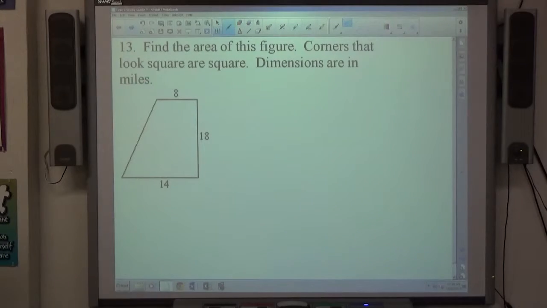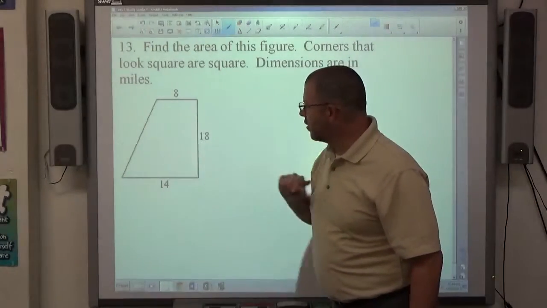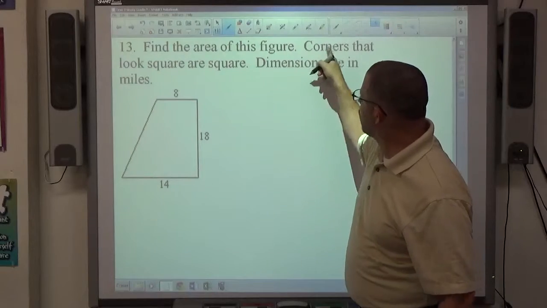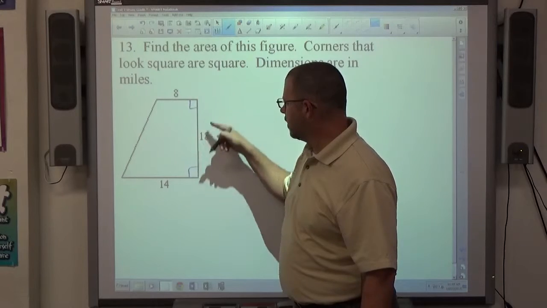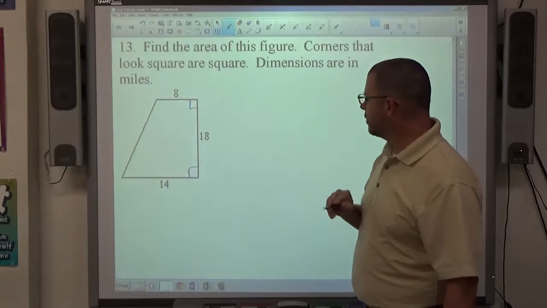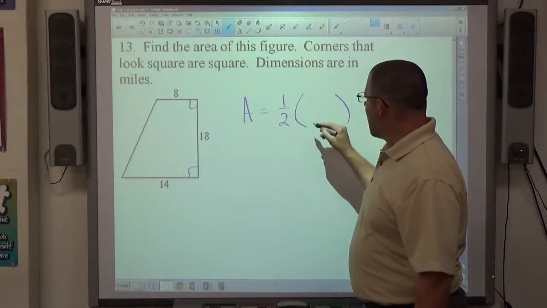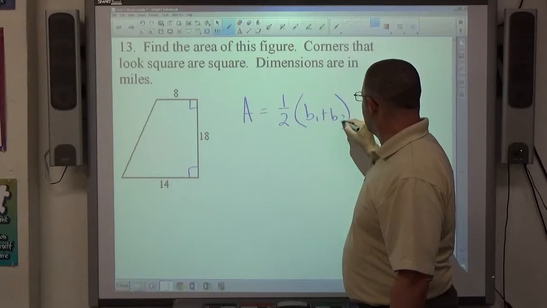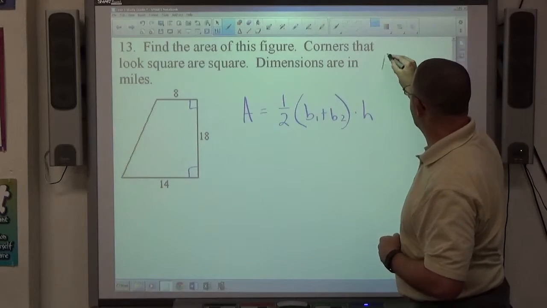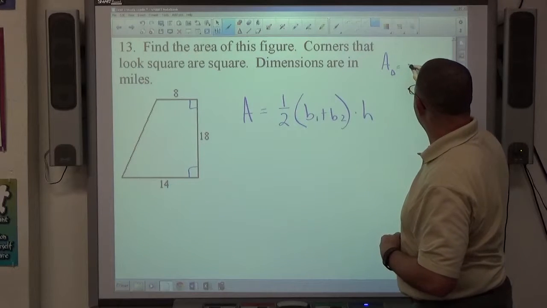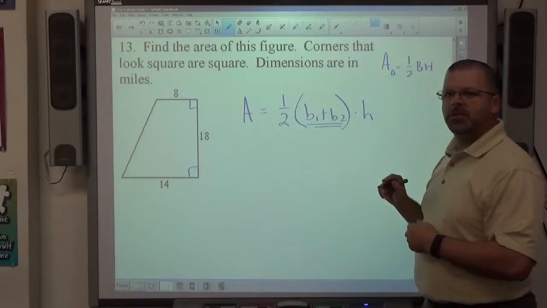Number 13, find the area of this figure. The easiest formula for area of a trapezoid, that's what this is. One pair of parallel sides makes a trapezoid. I know it's parallel because corners that look square are square. So those are both right angles, which makes these parallel to each other. Area of a trapezoid is 1/2 times base 1 plus base 2 times height. It looks like a complicated formula, but it's just like the area formula for a triangle. So if you look at the area formula for a triangle, its area is 1/2 times base times height. Trapezoid has 2 bases, so we have to add those together.